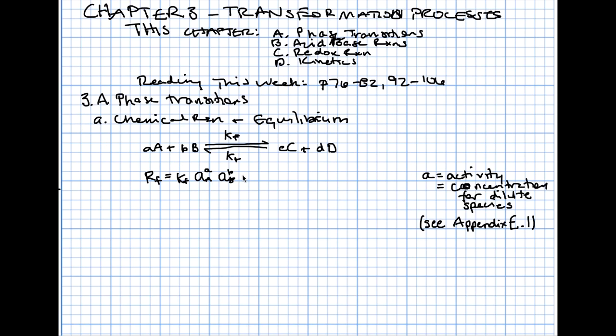So back to our reaction rate expression over here, we can simply replace the activities with their mass concentrations. And the convention is to use molar concentrations here. Okay, so we have an expression now for the forward rate. The reverse rate constant, an expression for the reaction rate in the reverse direction can be written as well.